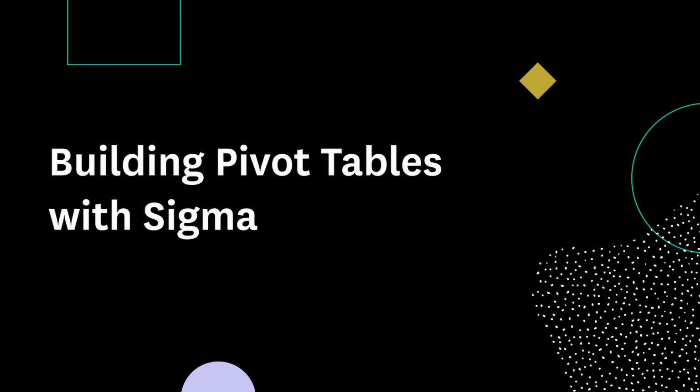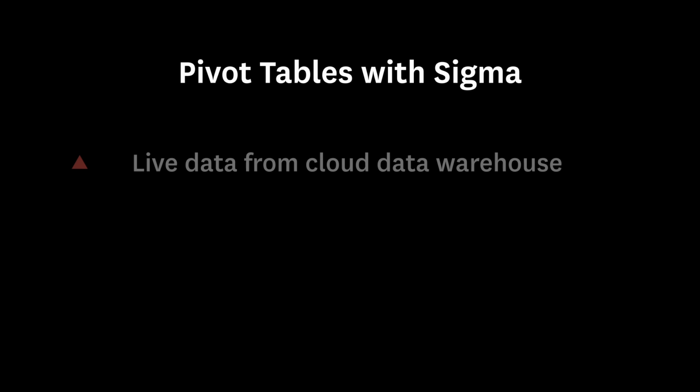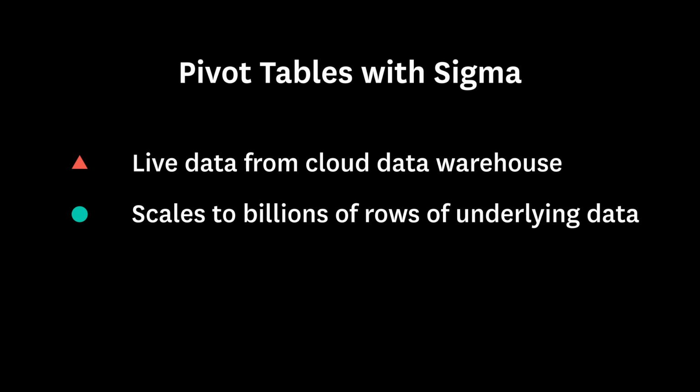Welcome to Building Pivot Tables with Sigma, a next-generation cloud analytics and business intelligence platform. These flexible pivot tables use live data stored in your cloud data warehouse and can scale to hundreds of billions of rows of underlying data. This demo will use a table with 4.5 million rows of underlying data.